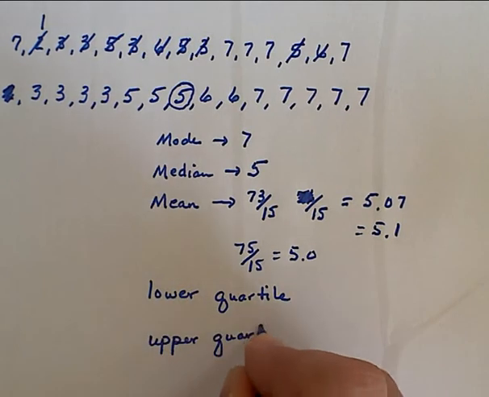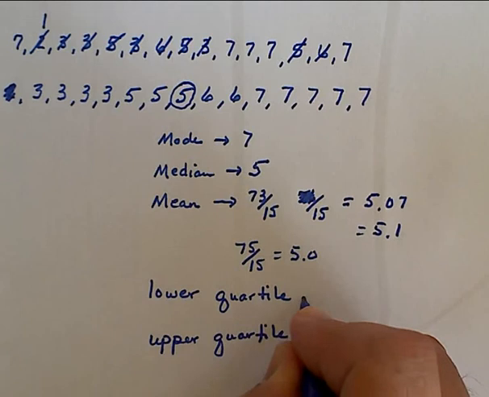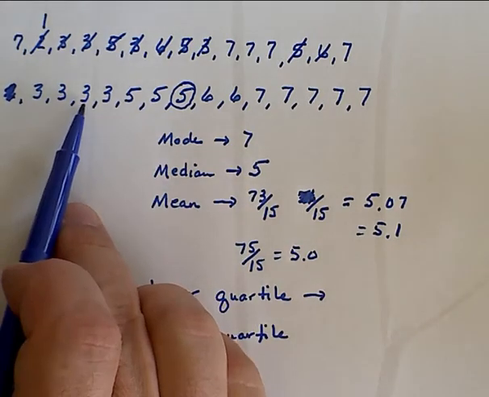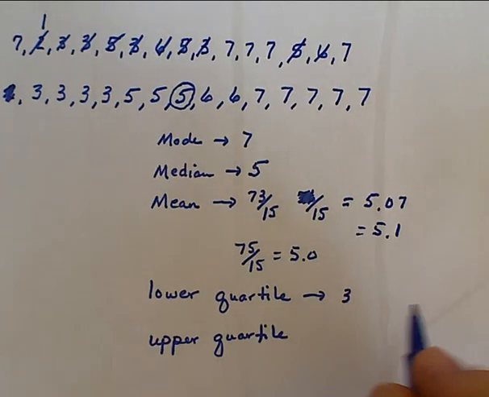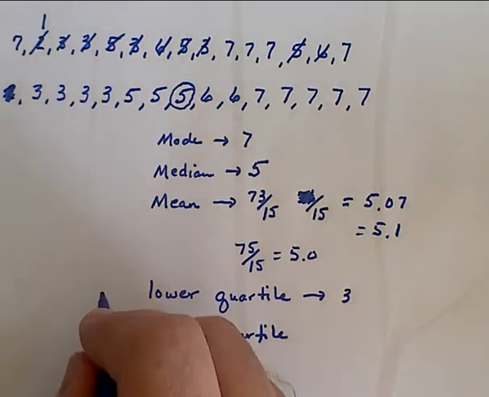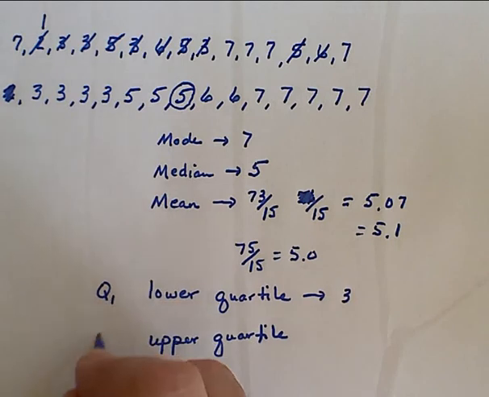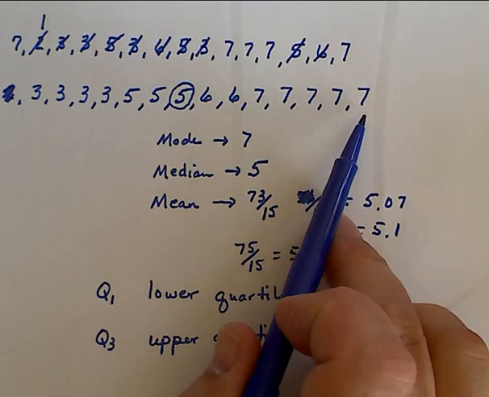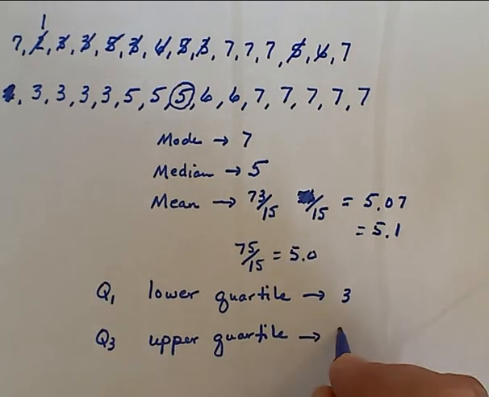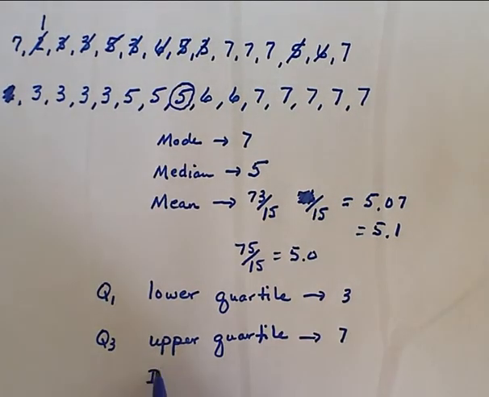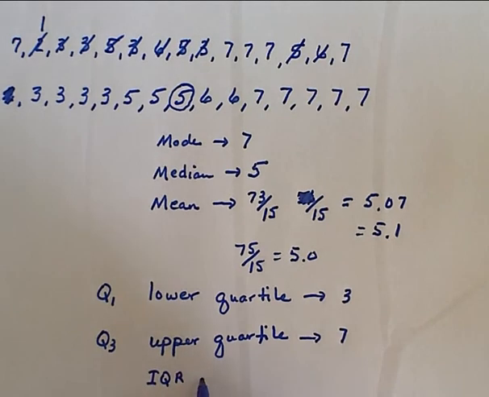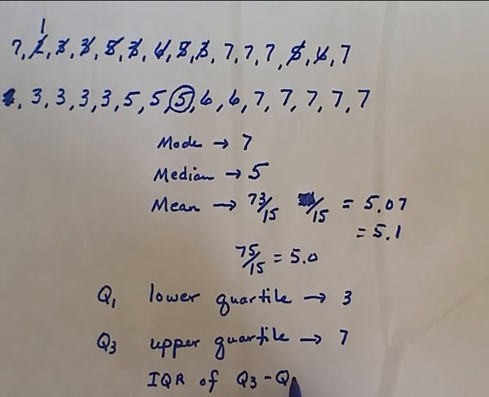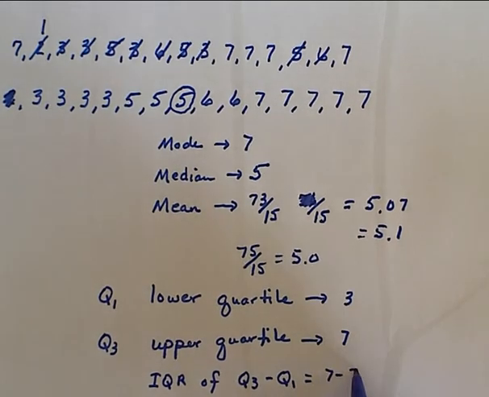So the middle number on the lower quartile, right in the middle of the 7, is going to be the 4th term. So I have a 3 for my lower quartile. There's Q1. Okay, Q3 on the upper half of those 7 is going to be a 7. And so the interquartile range of Q3 minus Q1 is 7 minus 3, or 4.